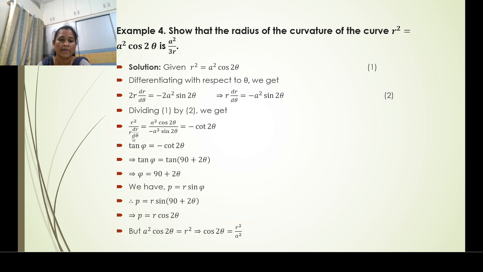We get r square by r dr by d theta is equal to a square cos 2 theta by minus a square sin 2 theta. Here a square cancels, minus of cos by sin. We get cot of the angle 2 theta. Then we can write this expression, tan psi is r into d theta by dr, which is equal to minus cot 2 theta. Then tan psi is equal to tan of 90 plus 2 theta, allied angle. We can apply the allied angle: tan of 90 plus 2 theta becomes minus cot 2 theta. Then psi is equal to 90 plus 2 theta.